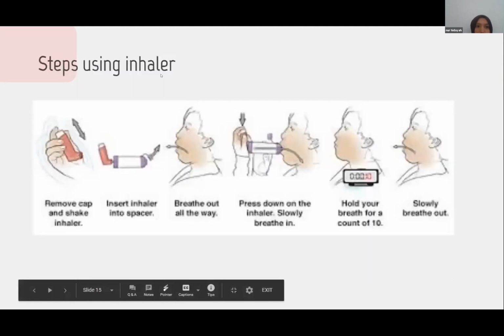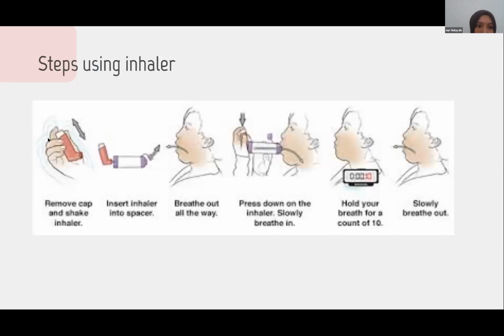This is the summary of the video. Remove the cap, and then insert the inhaler into the spacer. Breathe out all the way, press down on the inhaler, slowly breathe in and hold your breath, count to 10, and slowly breathe out.